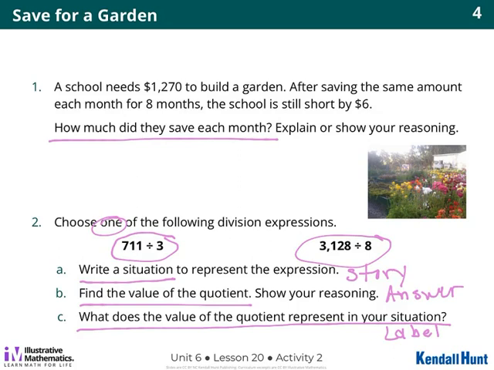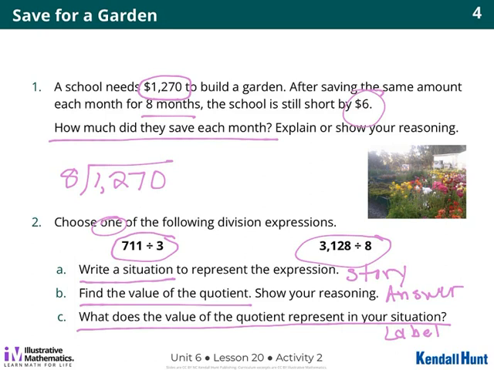We're going to look at number 1 because most of us missed a very important detail. So the school needs $1,270 to build their garden. Okay? Did they save up that entire amount? No. But most of you said, oh, it was 8 months, so I'm going to divide 8 into 1,270. That's not correct, is it? They were short by $6.